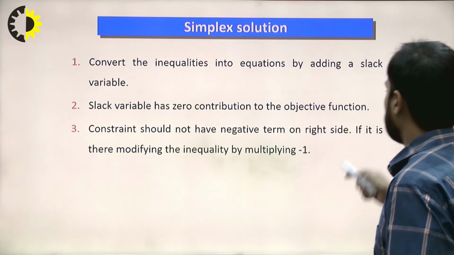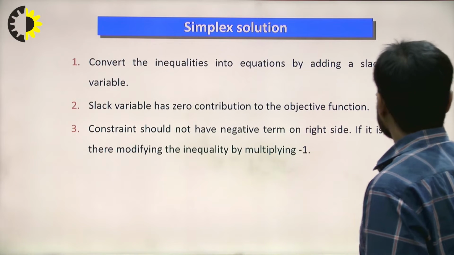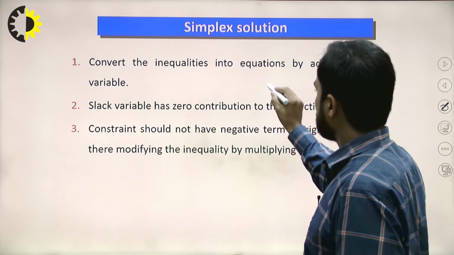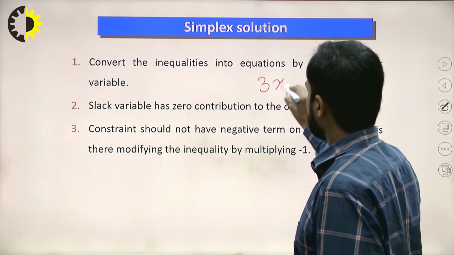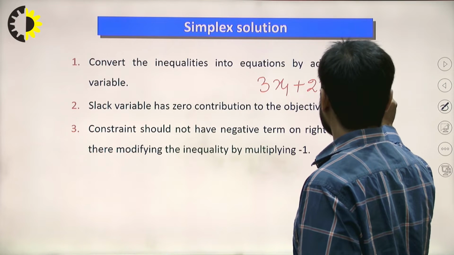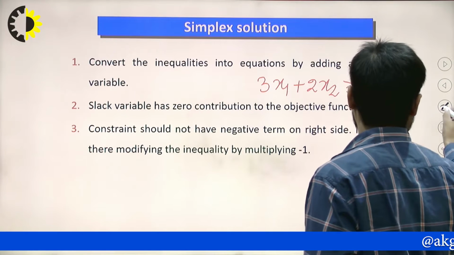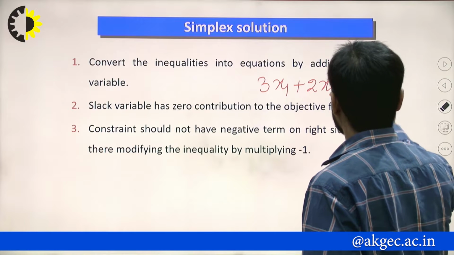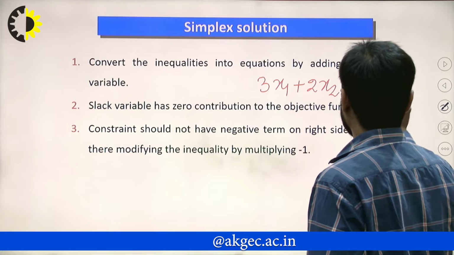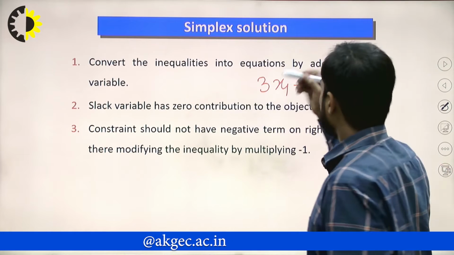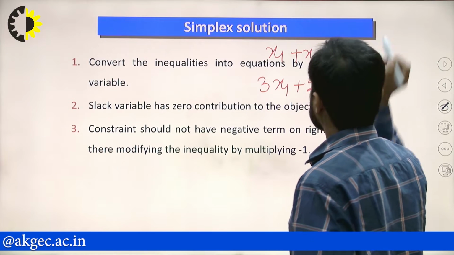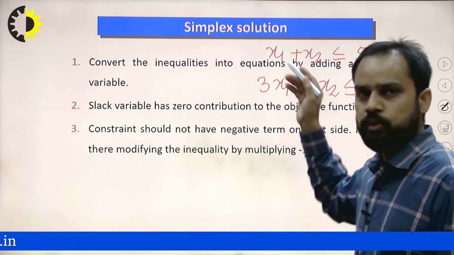Just like this I can consider this problem. Suppose the constraint is written as 3x1 plus 2x2 less than or equal to -12, right? Another constraint of this problem is x1 plus x2 less than or equal to 5, right? Now there are only two variables in this problem.